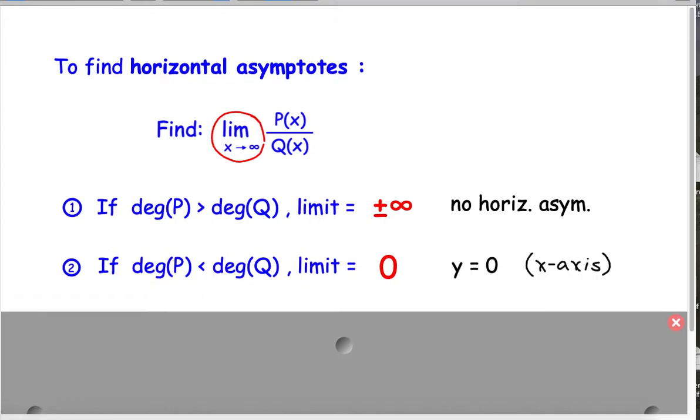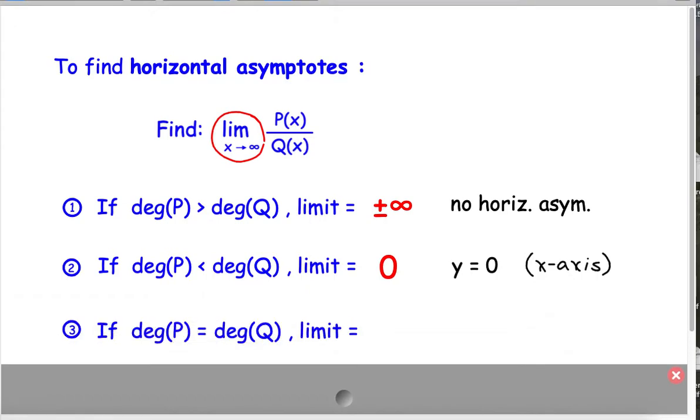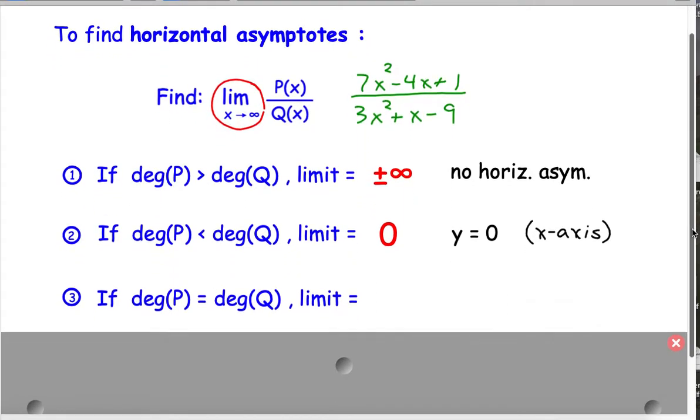What if the degrees are equal? What if the degree in the numerator and the denominator are the same? For example, let's say we had 7x squared minus 4x plus 1 over 3x squared plus x minus 9. Just made those up. So what's going to happen in that case?